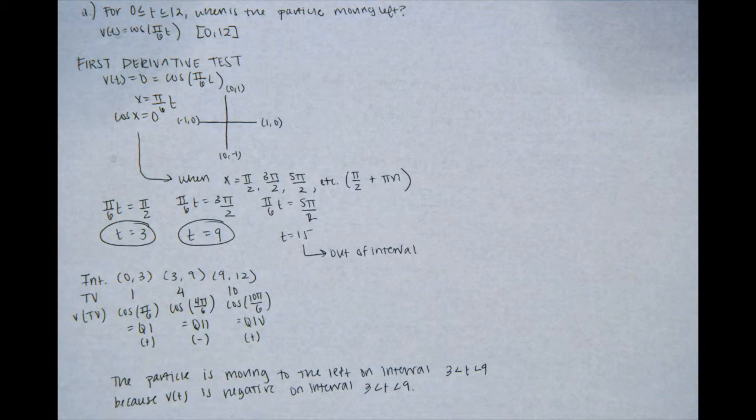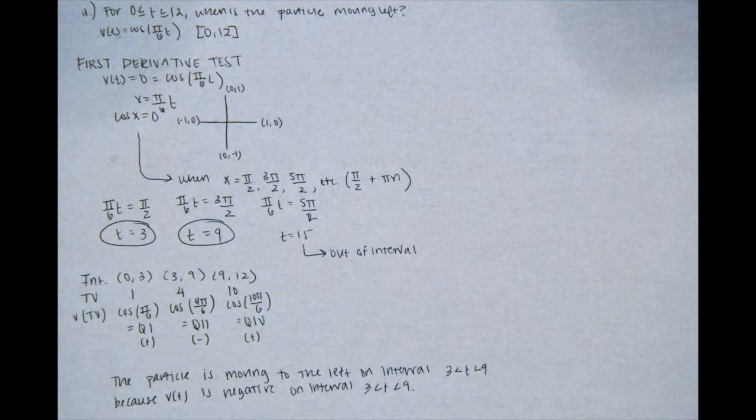So let's move on to part A of the problem. Part A states that for the interval 0 to 12, when is the particle moving left? When the particle is moving left, this basically means that v(t) is negative, because the particle is moving along the x-axis. So what we need to find out is when v(t) is negative, and we do this using the first derivative test.